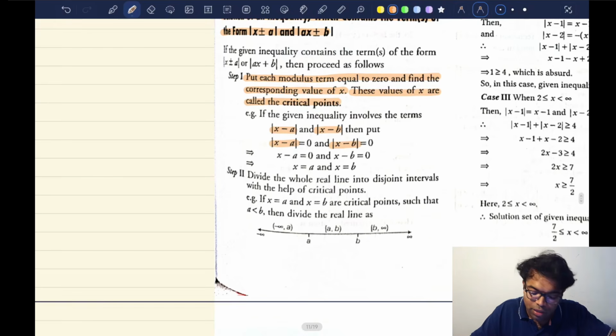So what do you get? You get x minus a is equal to 0 and x minus b is equal to 0. Therefore x is equal to a and x is equal to b. They become the default zeros of the number line.